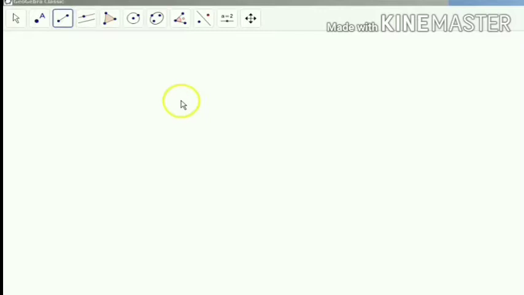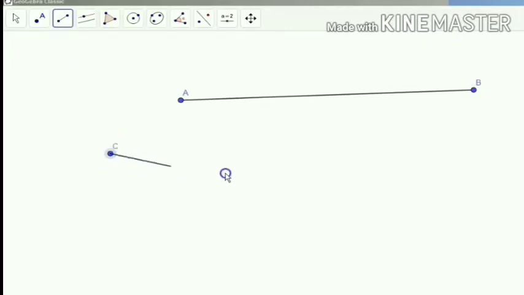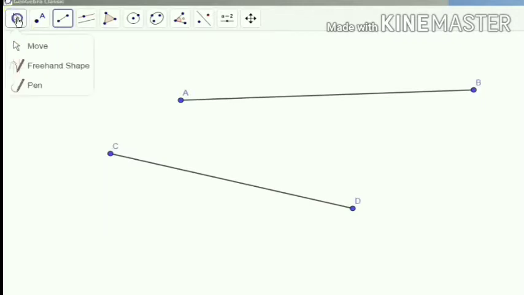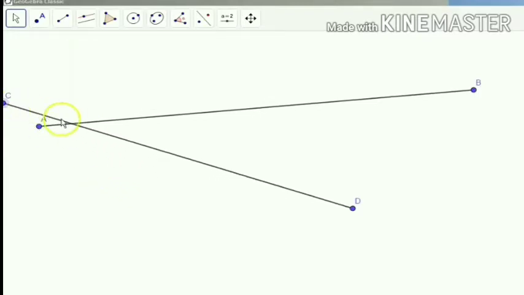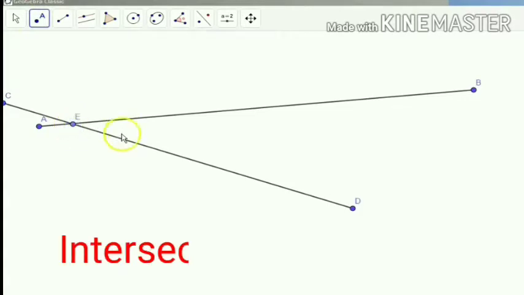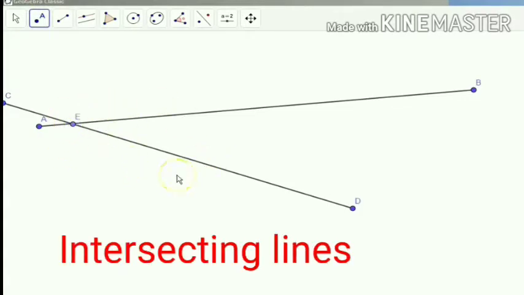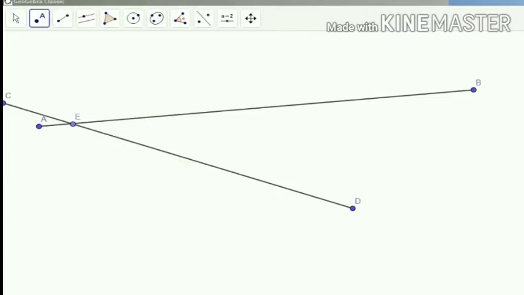Let's draw a line segment AB. Let's draw another line segment CD. Let's produce them now and see what happens when AB is produced, then DC is produced. Oh, they meet at one point. Let's name that point E. So, they have one common point, so these are called intersecting lines.